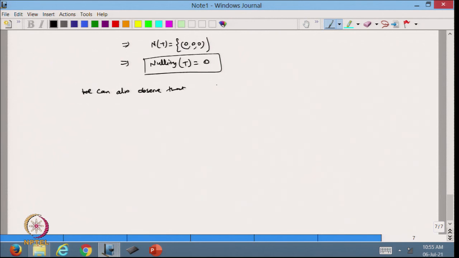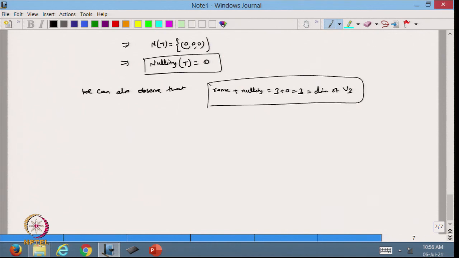that the rank plus nullity, that is here 3 plus 0, is equal to 3, and that is equal to the dimension of the domain space V3. So, this way we are also able to show that rank plus nullity is equal to the dimension of V3. So, this is how we can find the rank and the nullity of the given linear transformation. So, we will stop here.